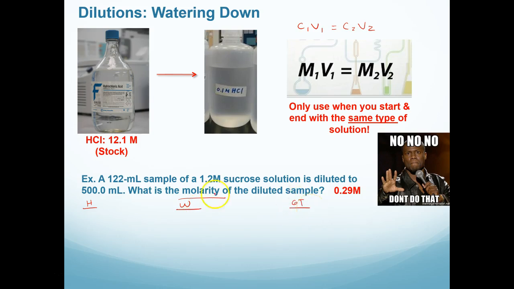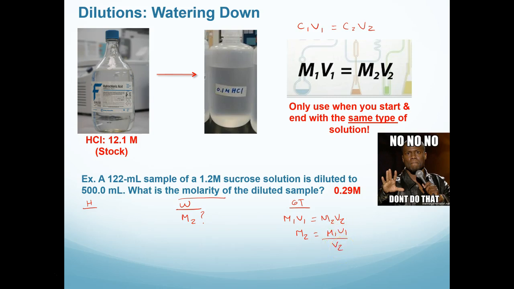So what we want is the molarity of the diluted sample, or the final conditions. So we want M2. Okay, and we've determined that it's a dilution problem because we see the word diluted there. And we're starting and ending with the same type of solution. Since we know what we want, let's go ahead and solve for it. We know M1 V1 equals M2 V2. If we solve for M2, we get M1 V1 over V2.